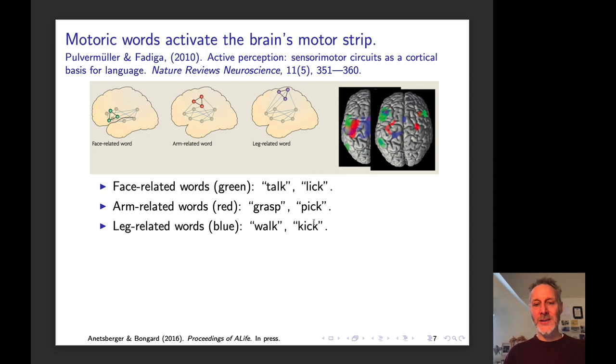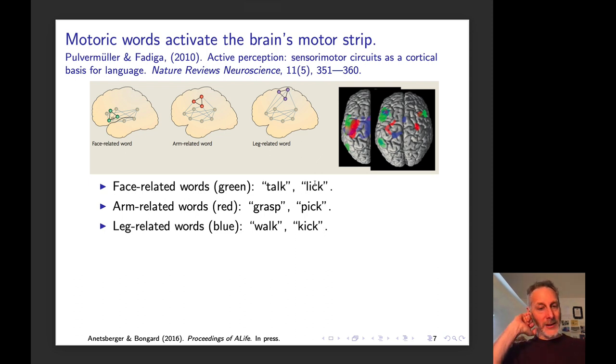It turns out that's not what happened. The words talk and lick, which sound quite different, at least more different than lick, pick, and kick, do light up two brain regions that are very near one another in the motor strip, in that part of your brain that would be covered by the strap of some headphones. Similarly, the words grasp and pick, which also sound different, light up closely situated regions in the brain, and finally walk and kick.